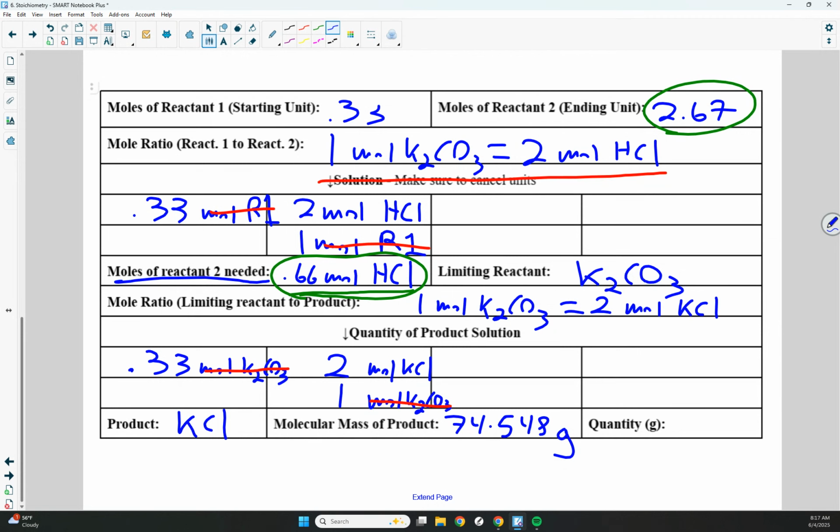Now we need to convert to grams of KCl. So for every 1 mole of KCl, I've got 74.548 grams of KCl. Arranging it like this allows us to cancel out moles of KCl. I plug everything into my calculator and I get 49.20 grams of KCl. So with the amount of reactants described in the problem, that's how much of the product we can make.